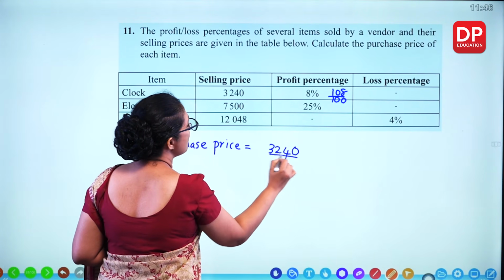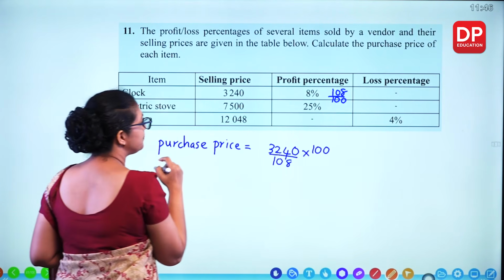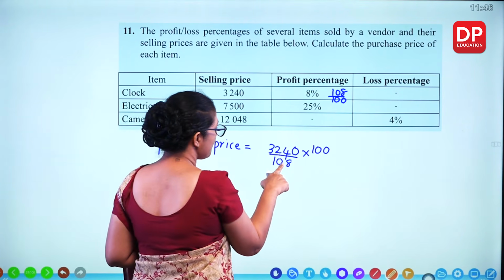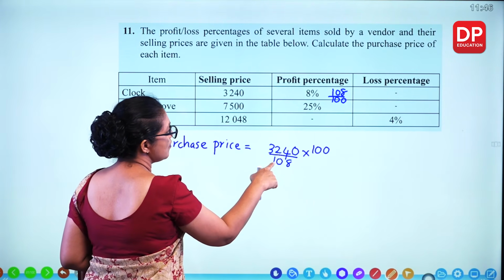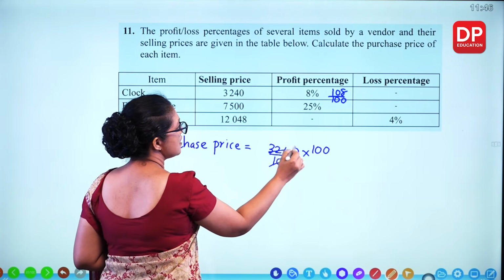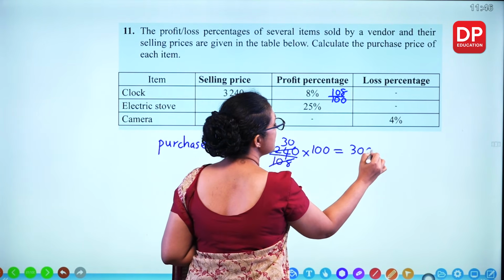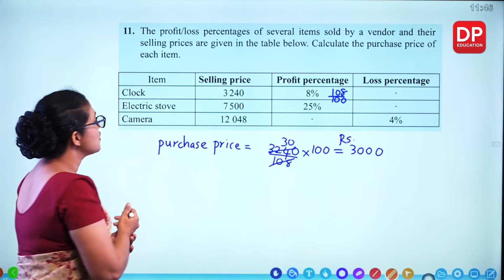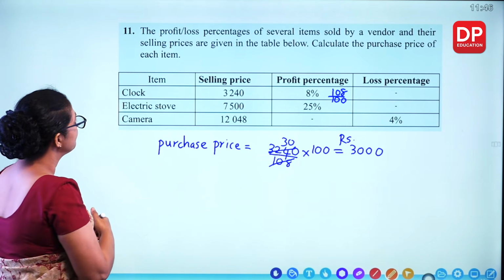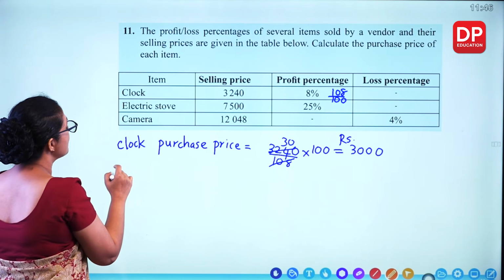$3,240 divide by 108 and multiply by 100. So multiply by 3, you get this. So 30 into 100, 3,000 rupees. So that's the purchase price for the clock. Purchase price for electric stove.